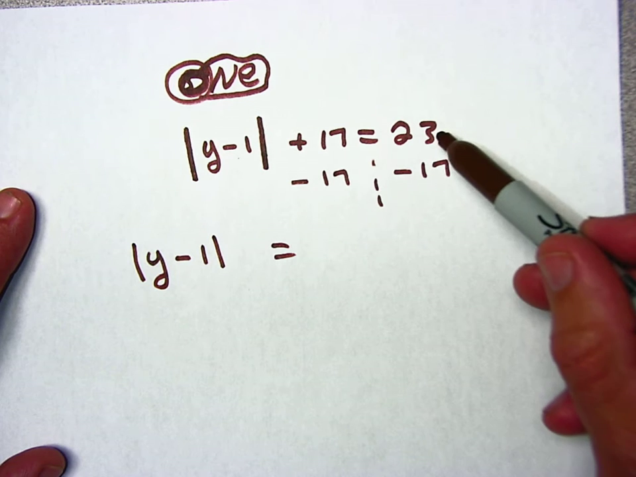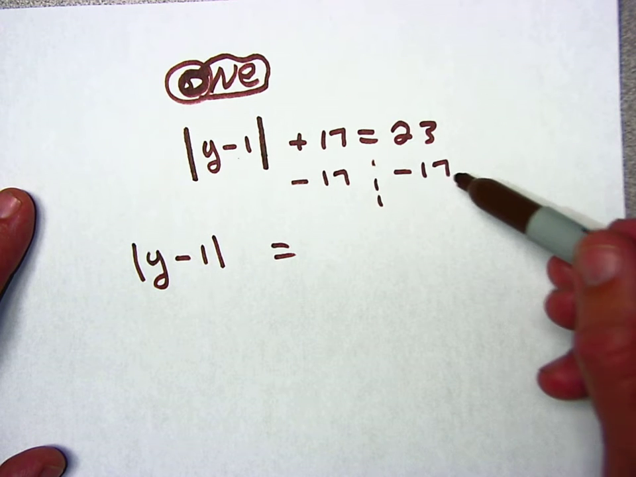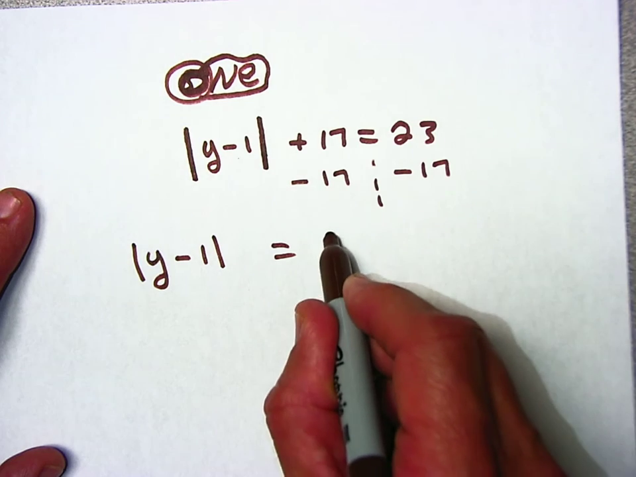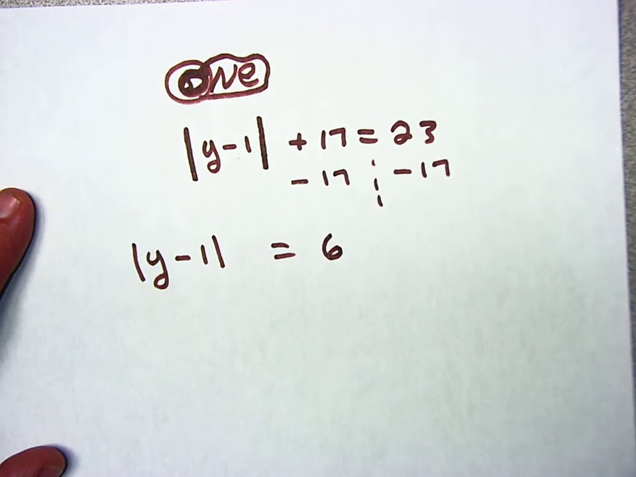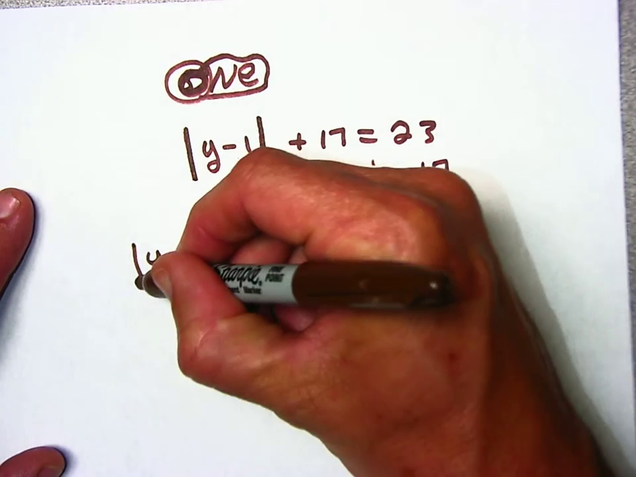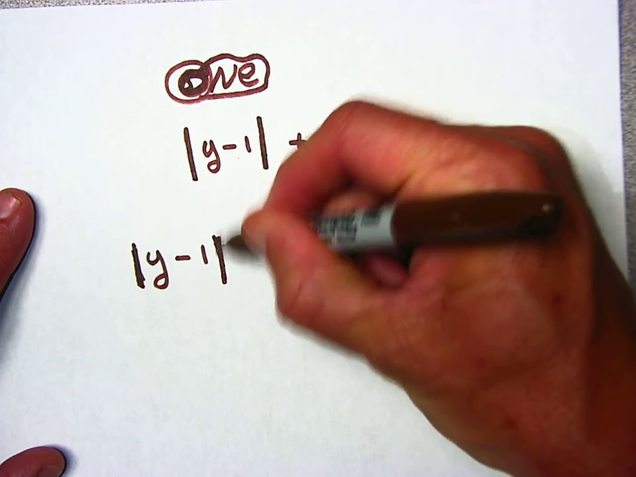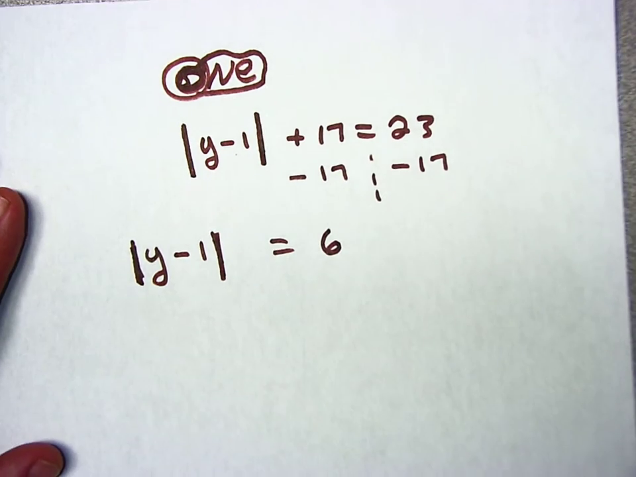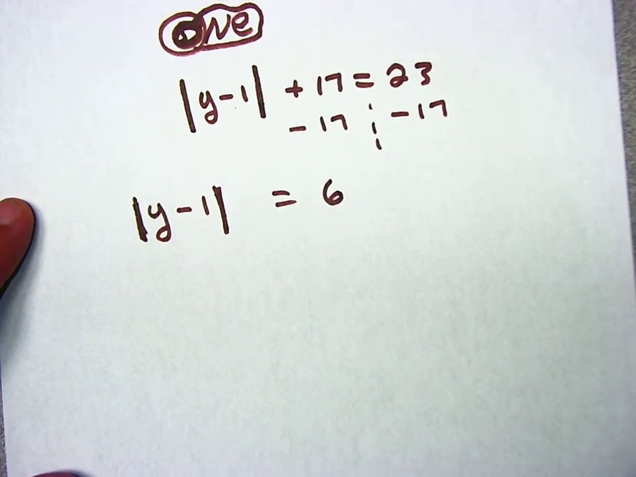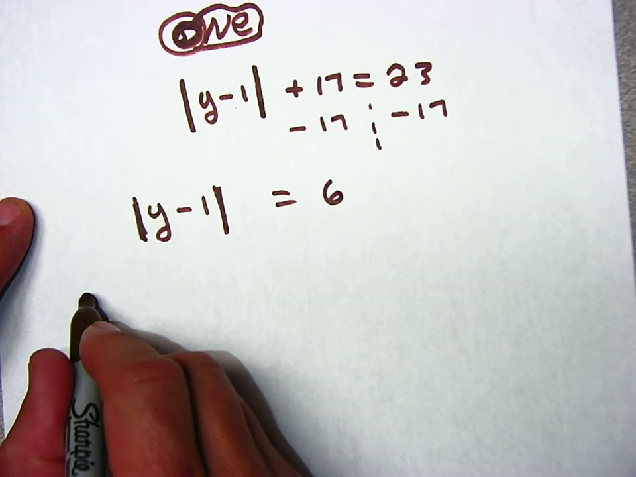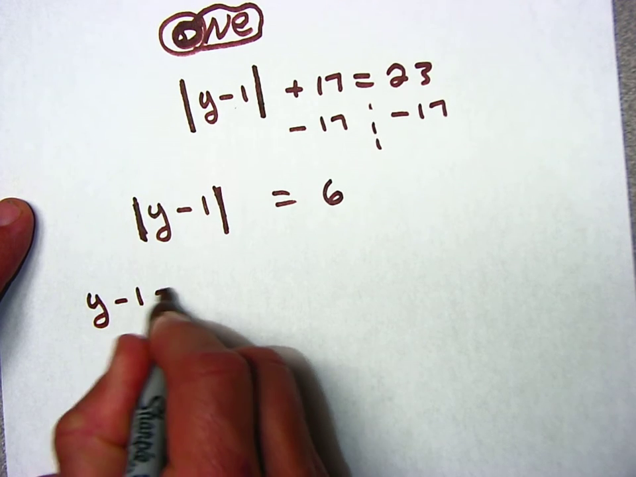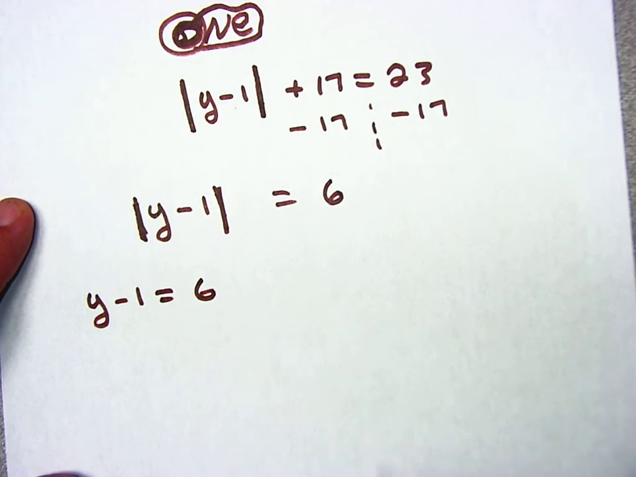You have $23, you lose 17, that sucks for you. You have 6 left over. Now when you're here, see how you have the bars isolated and that y minus 1 in there? We're gonna crack it open, what I call crack it open. When you crack it open, really simple, just drop the bars and write exactly what you see.